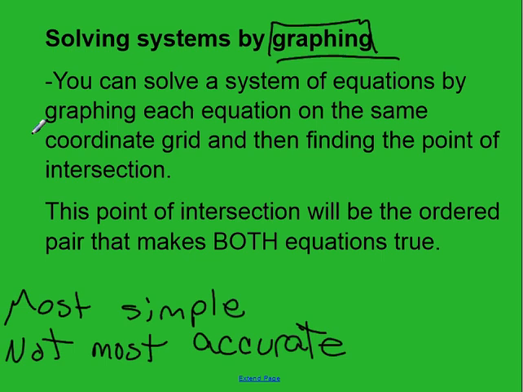So what you're going to do is graph each equation on the same coordinate grid, the same XY axis. And then you're just going to find the point where the two lines cross. That's it. That point of intersection will be the ordered pair, so it's going to be something like perhaps 3, 1, that makes both equations true. There's a really nice way that we can check our work when we're done to make sure that we solve these things correctly, and I'll show you that.